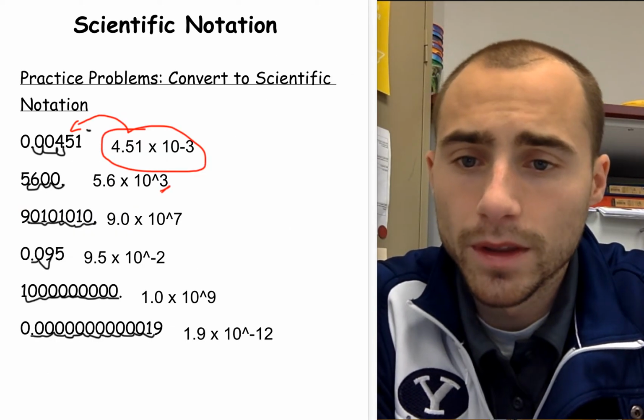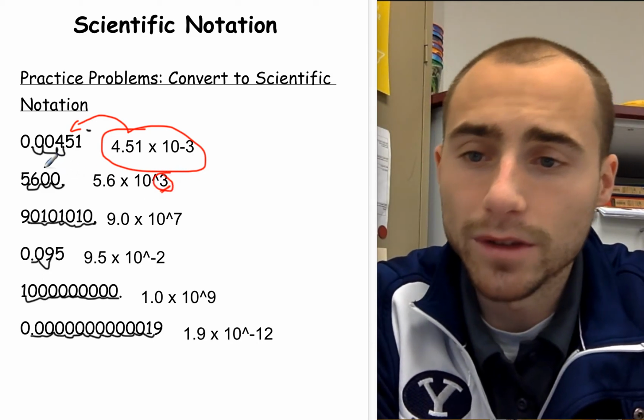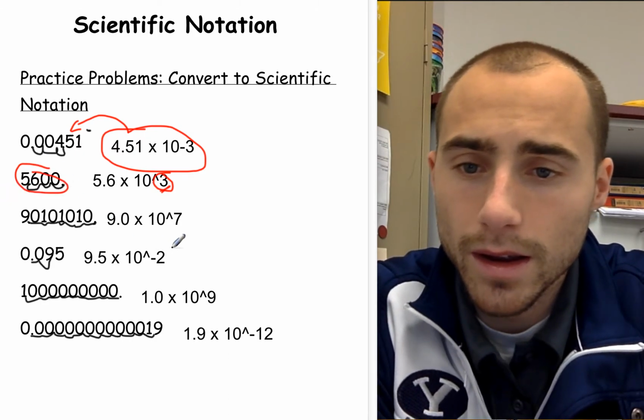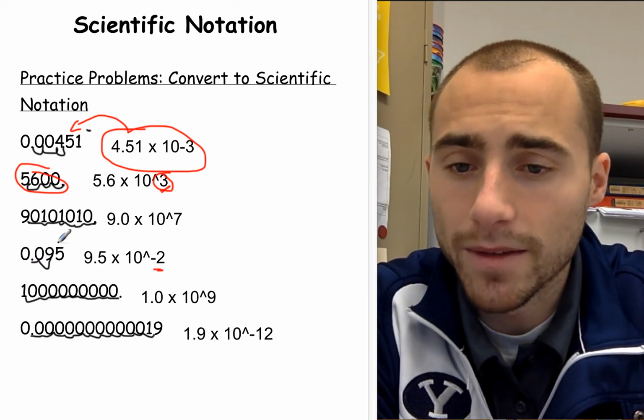For example, my exponent here would be positive. It'd be 3. I'd have to end up with 5,600. That is greater than 1. My exponent here is negative 2. I would end up with 0.095. That is less than 1.